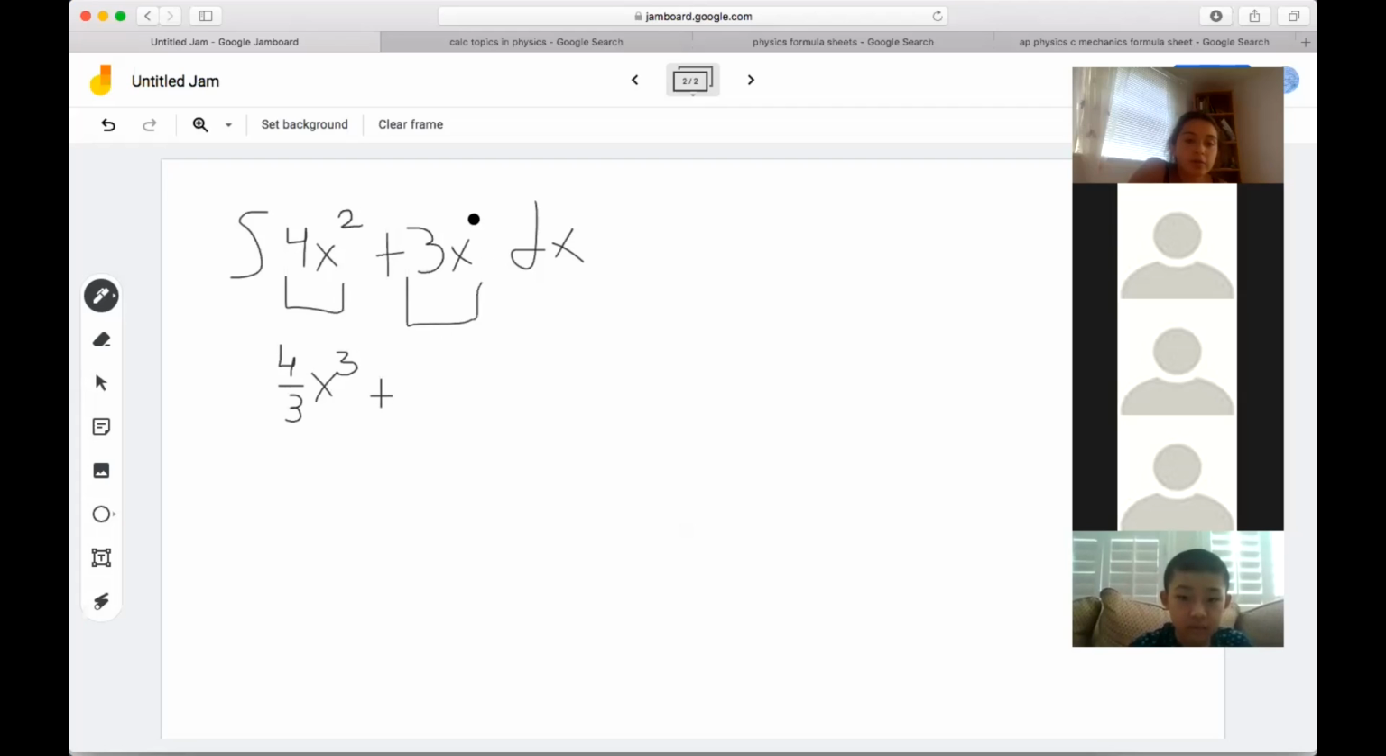Now we know technically there's a 1 here. So x to the 1, 1 plus 1 is 2. And now we do the 3 divided by the 2, which is 3/2. And we always have to remember the plus c at the end. So we would add a plus c at the end. And this would be our final answer. So it's not too complicated, just split it up evenly.